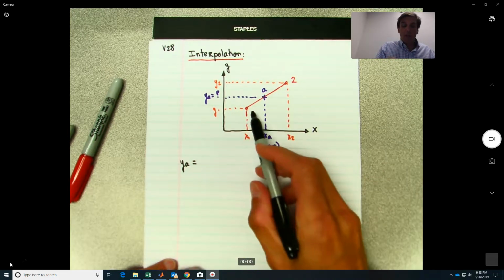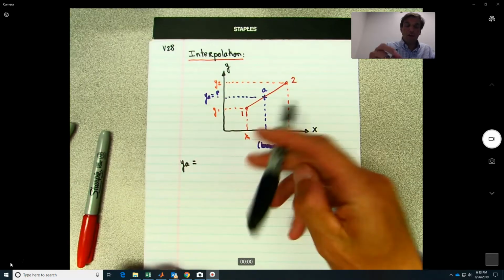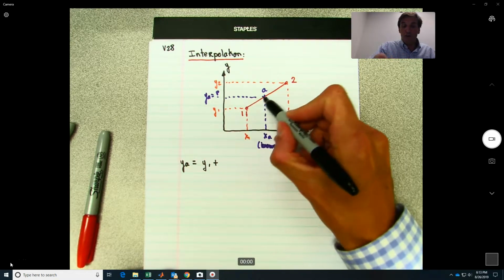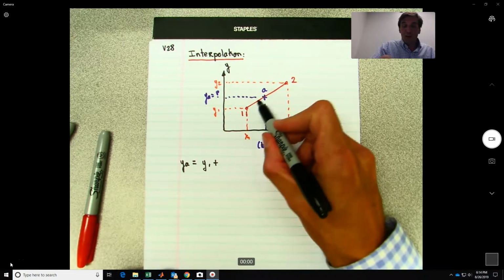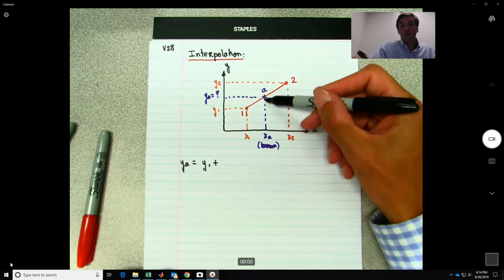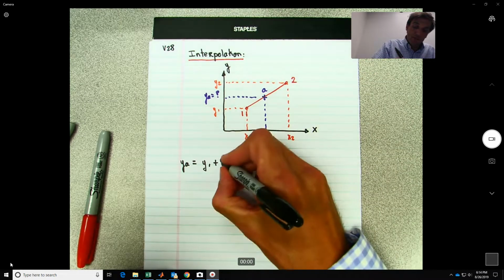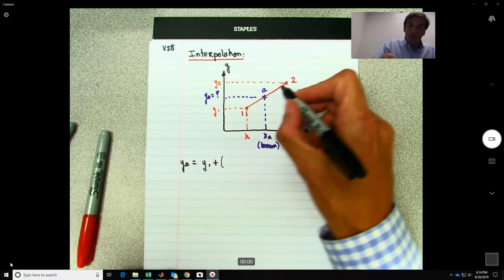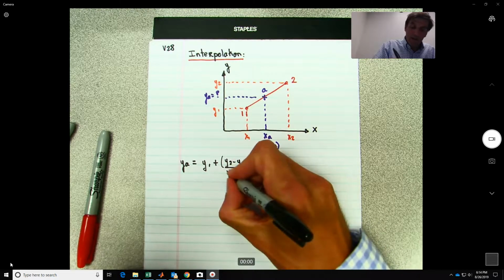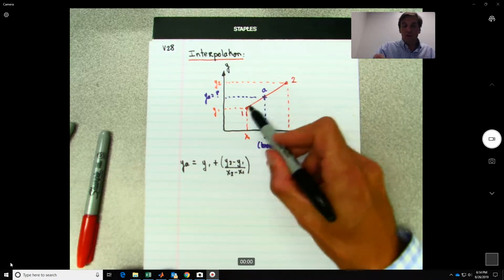So y sub A would be equal to this value over here, which will be y sub 1, plus whatever goes up over here. So that will be what? You need to find the value of the slope, which is how much it goes up divided by the amount of the increment. So that would be y2 minus y sub 1 divided by x2 minus x1.